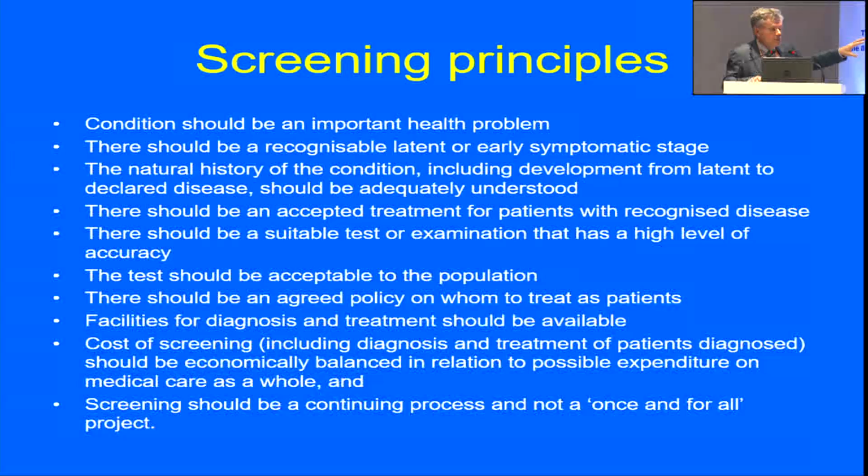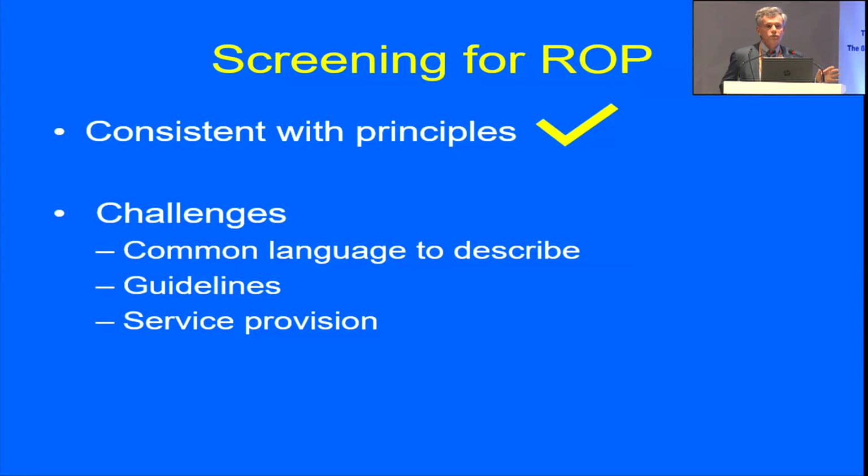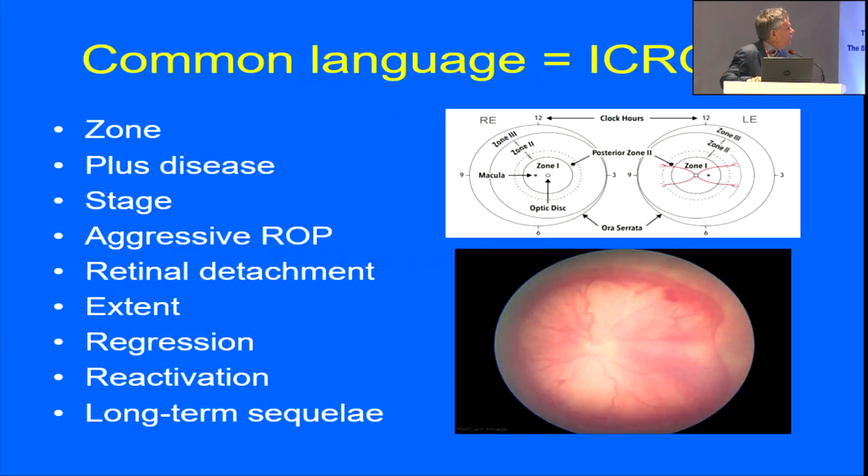Screening. Now, the slide, just as a principle of screening, we don't need to read it from front to back, but ROP ticks all the boxes. We have a captive audience, we understand the disease, it's acceptable to the population, and we have good treatments. And so the challenge is not so much whether screening is worthwhile, but how do we do that? We need a common language, which we have. We need guidelines and service provision, and these are whole of health system organisational things, some of which are not necessarily under the control of an ophthalmologist.